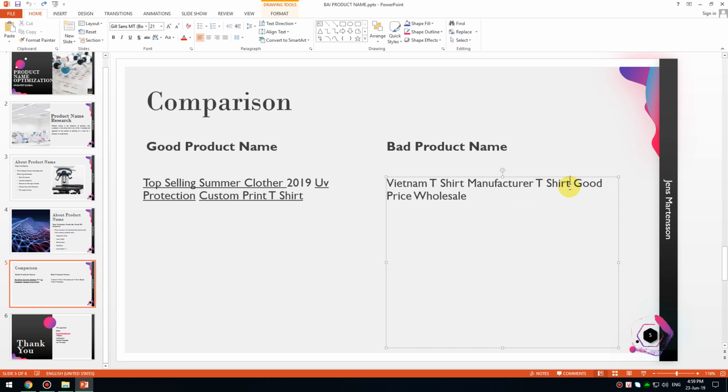Also, the product keyword is not placed at the end of the name. It has good price home sale, which is not the keyword that they are aiming for, so it will actually affect your ranking.